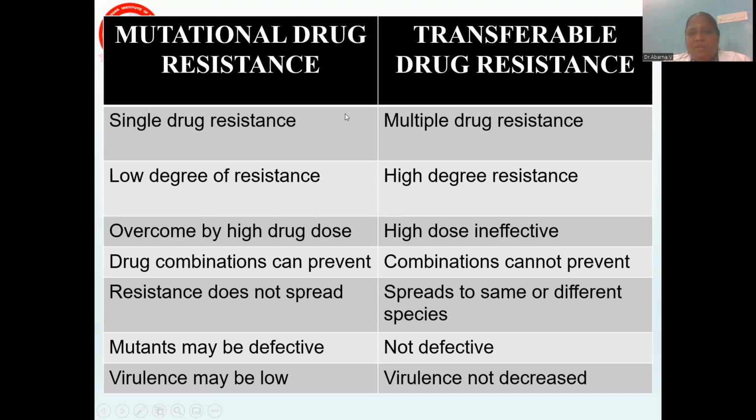While comparing with transferable drug resistance, generally they are multiple drug resistant and their virulence is not at all decreased. Since they are not defective, they can easily spread from one organism to other organisms. There will be a high degree of resistance. It cannot be overcome by high doses, and even a combination of drugs cannot help here.